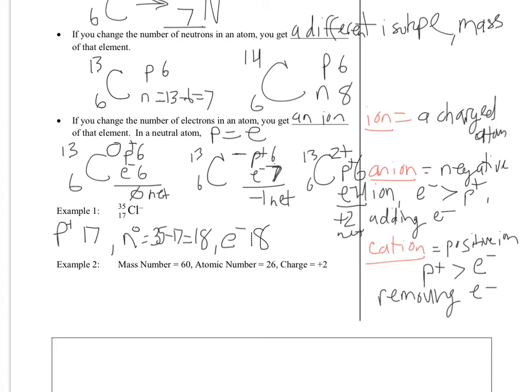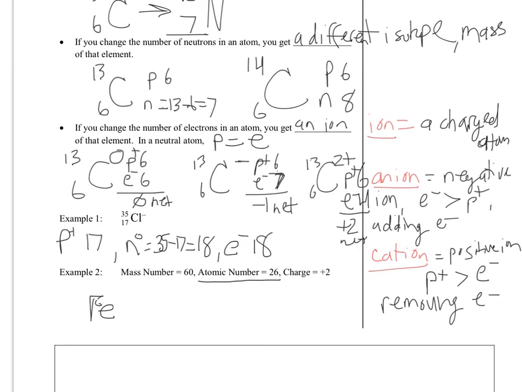Example number 2 here has us determining the isotopic notation, and then also the number of protons, neutrons, and electrons. The first thing I want to identify in order to figure out who it is, is the atomic number. Atomic number 26, if I'm looking at the periodic table, is iron. Fe is iron, and I can write the atomic number down here.